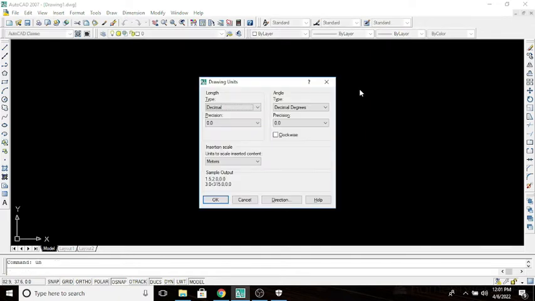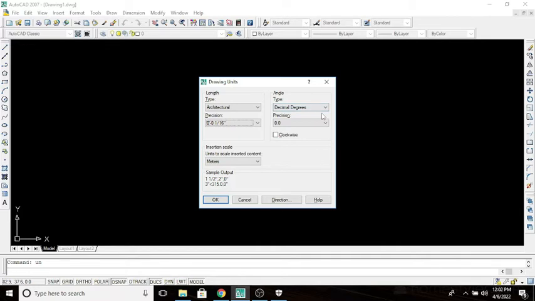Now this dialog box is the whole story. So first of all, if I am using feet and inches, first we have length type and length precision. For feet and inches the length type would be architectural. You have to select it to architectural, whereas precision would be 1/8 inch, or you can change it to 1/16 inch. Both are correct. So this is the length type and precision type in case of feet and inches.